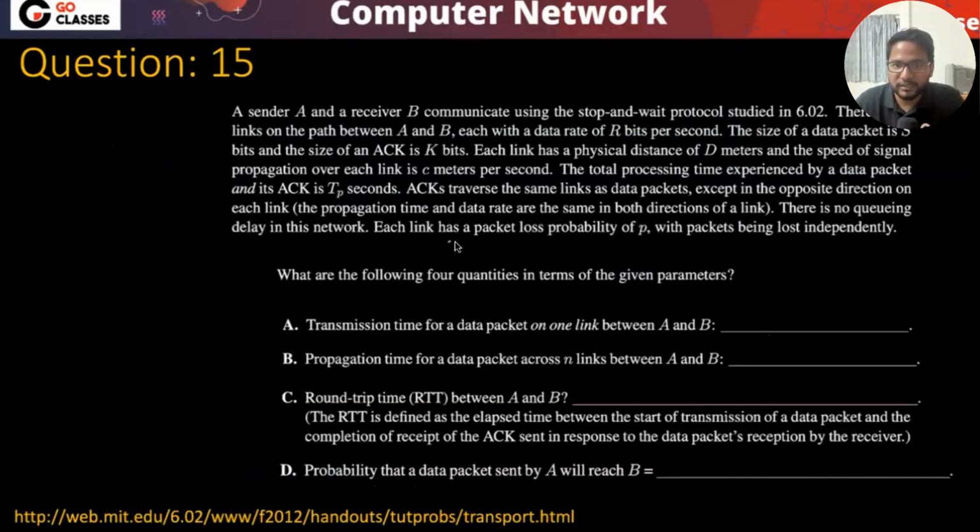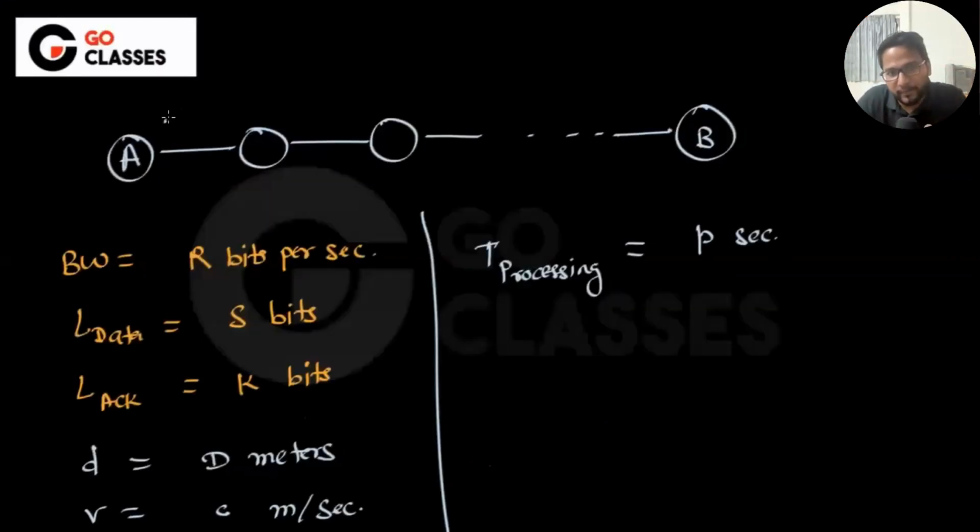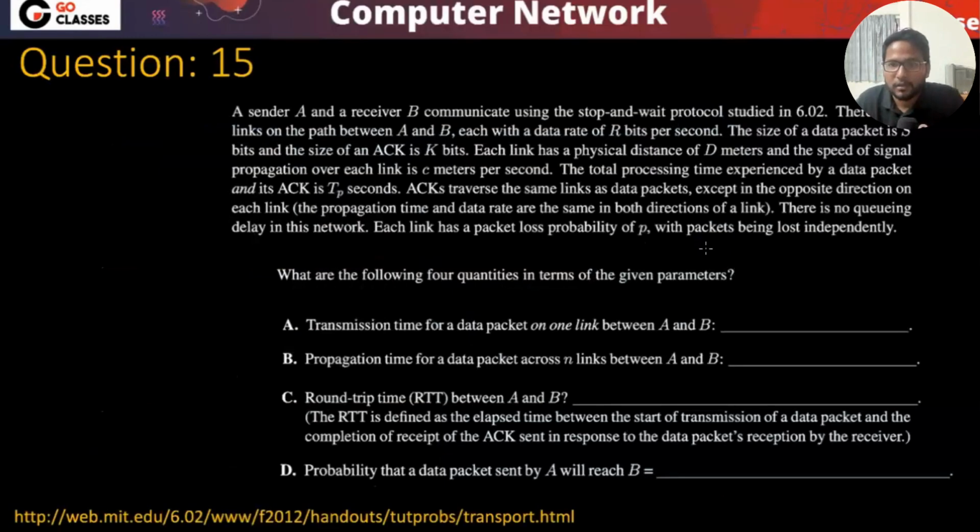Each link has a packet loss probability of p. So they are saying that the packet may or may not go across this link, it can be lost, right? So the probability of packet loss is also given to us, which is p. And packets can be lost independently.